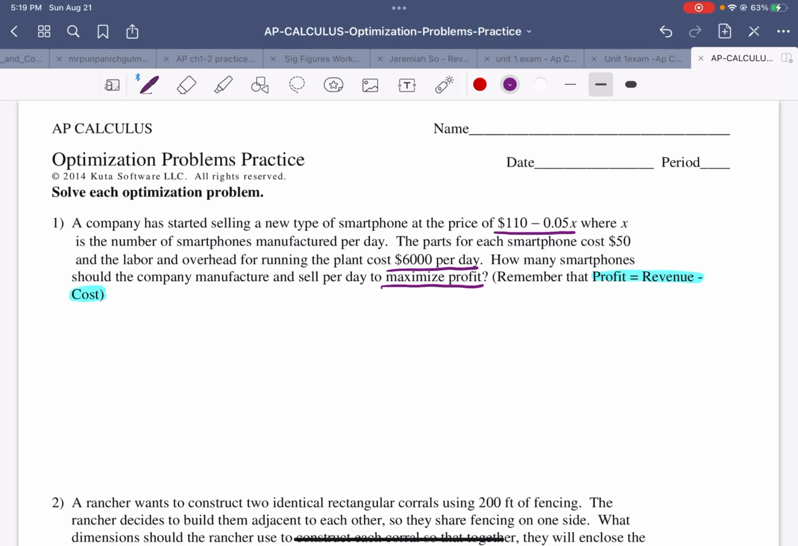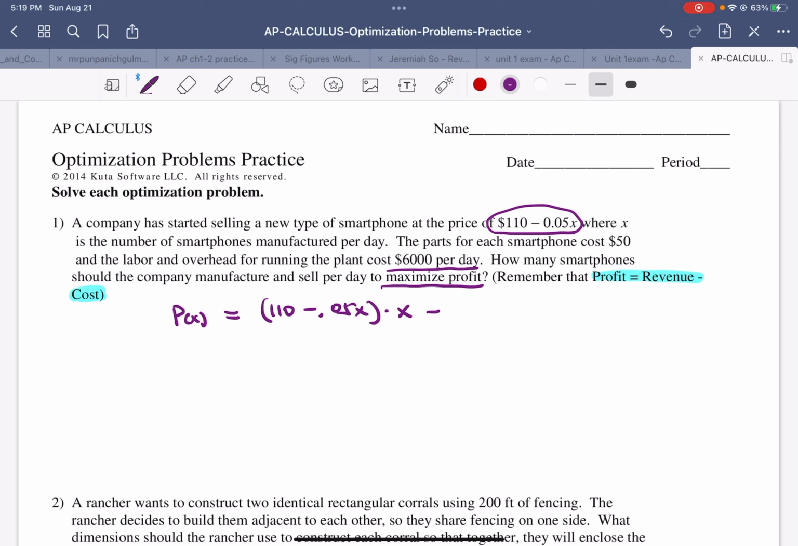Okay. So you can make an equation. So let's say profit is in terms of x, P(x). And then what is revenue? Revenue means the money coming in by selling the smartphone. And then they gave you this expression here. That's the price, right? The selling price of the phone. So you can say 110 minus 0.05x. That's what they're going to get for each phone. So times x means the total amount of money coming in by selling it.